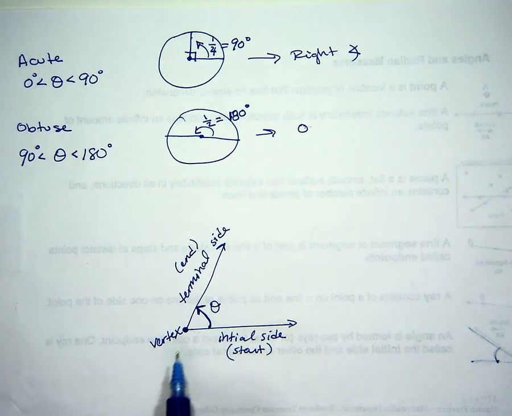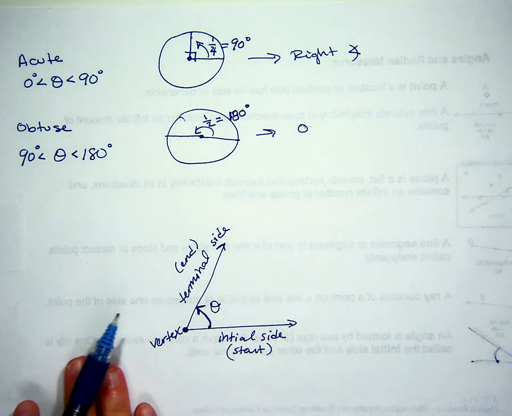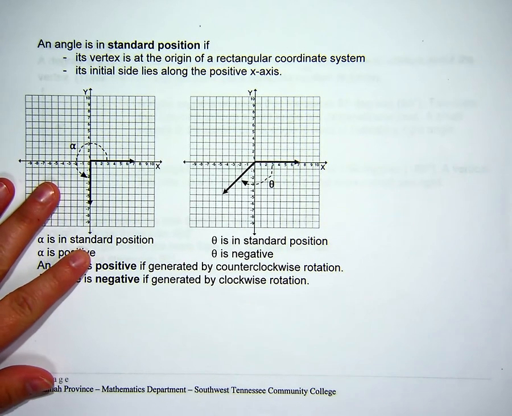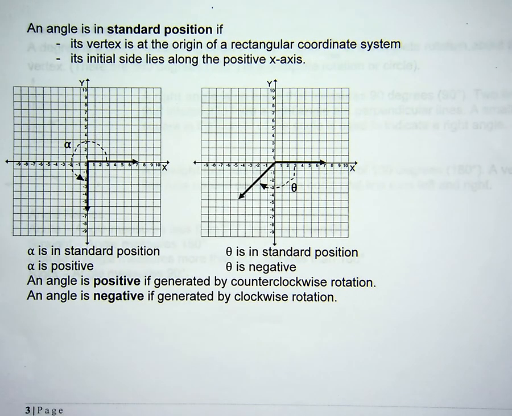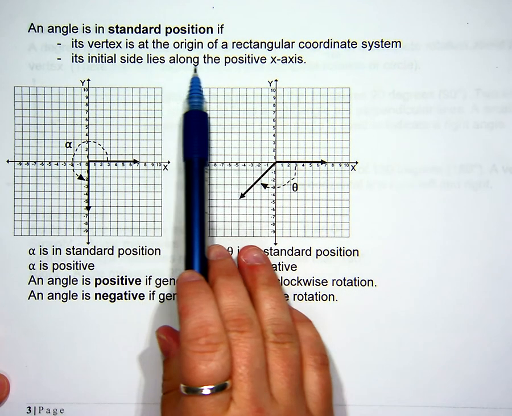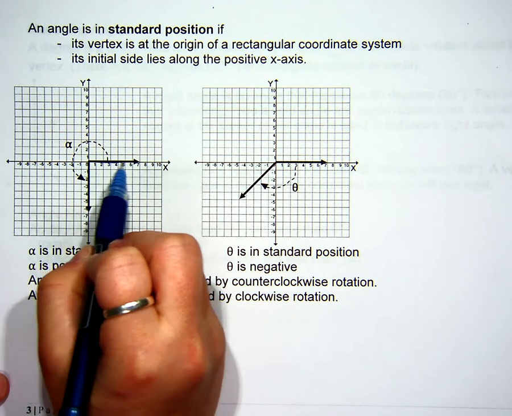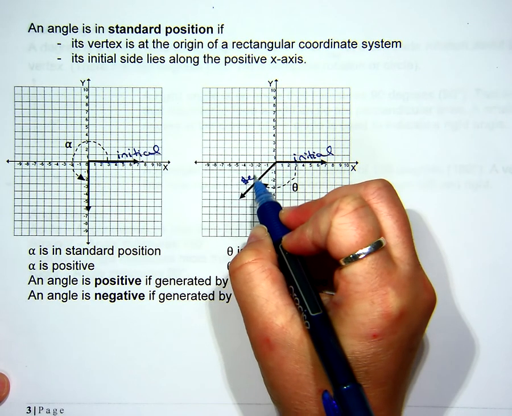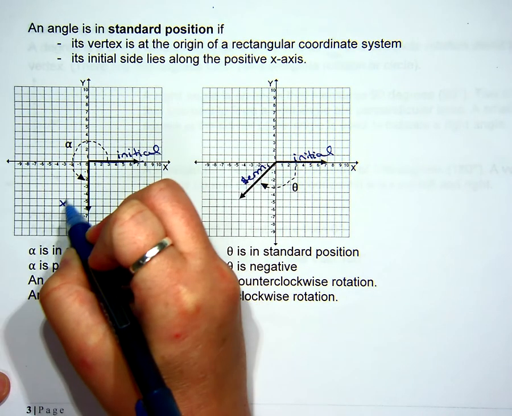So let's draw a picture to talk about the angle. Angles can be drawn in what we call standard position. This is standard position if the vertex of your angle is at the origin of a rectangular coordinate system, and if the initial side lies along the positive x-axis. This is the positive x-axis. This is the initial side, which means this is the terminal side.